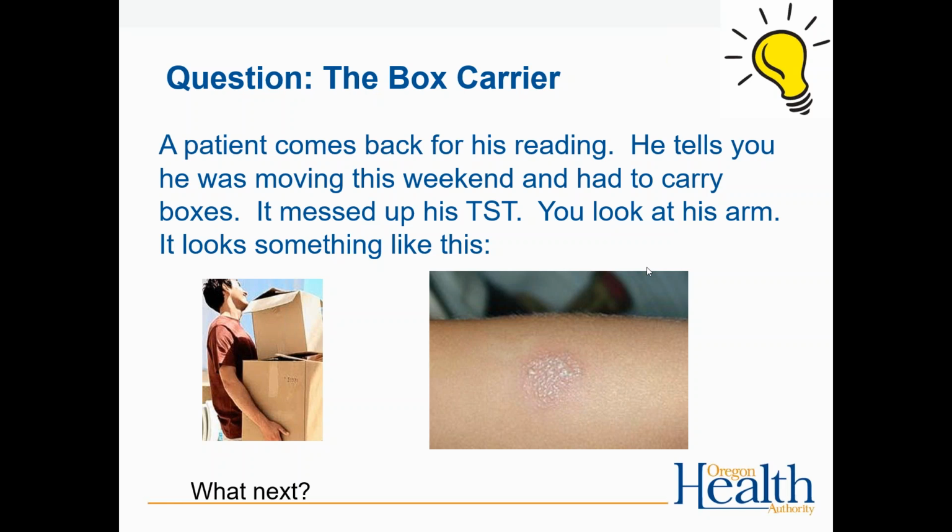Answer in the question box. Yeah, I know. Counterintuitive. It is counterintuitive. I see a repeat test, okay. Somebody else says measure it for induration. All right. So what do you think you would do if this was your clinic? Well, you don't do TB skin tests, but pretend like you did.